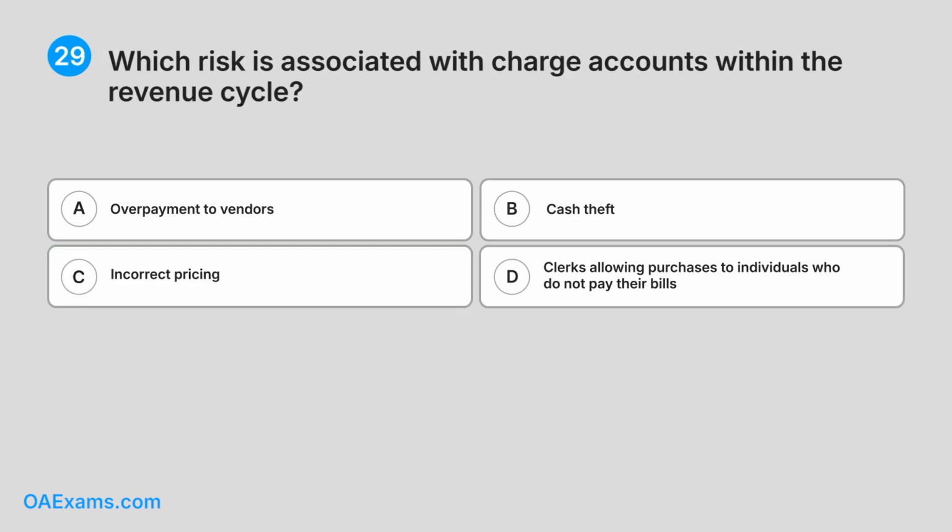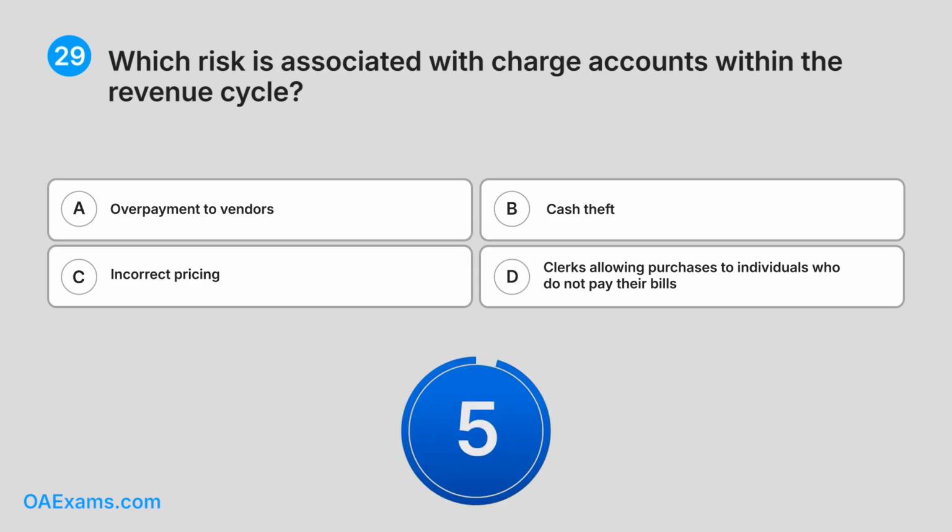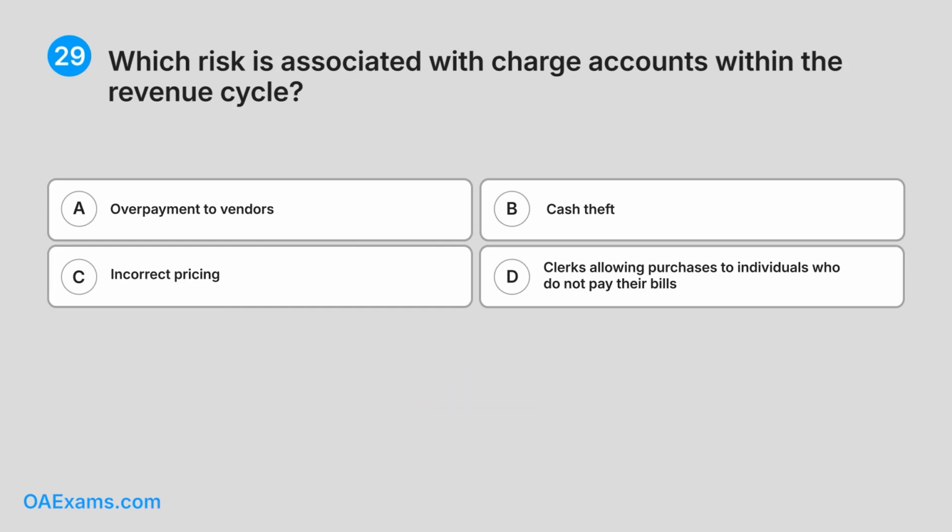29. Which risk is associated with charge accounts within the revenue cycle? A. Overpayment to vendors. B. Cash theft. C. Incorrect pricing. D. Clerks allowing purchases to individuals who do not pay their bills.